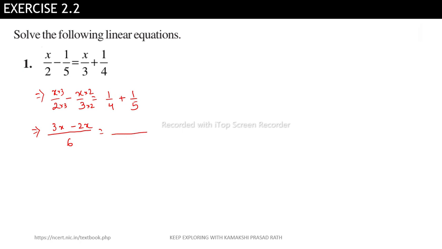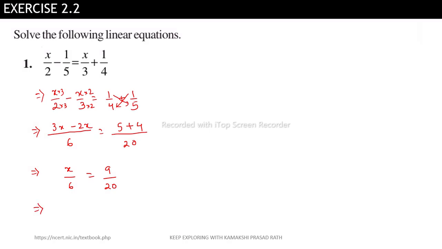On the right hand side, the LCM of 4 and 5 is 20. So 1 five is 5 and 1 four is 4, so 5 plus 4. This is the simple cross multiplication method, or we say the butterfly method. So 3x - 2x, we get x/6, equals 5 + 4, that is 9/20.